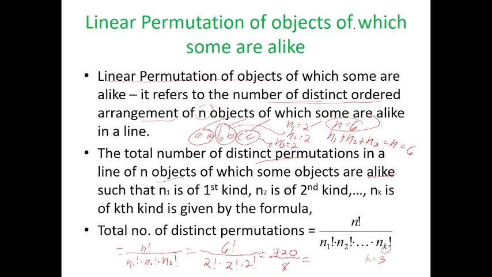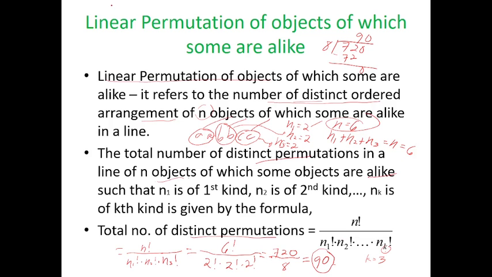720 over 8. So that will give us 90. So these are the number now of distinct permutations, the number of distinct arrangements of objects with regard to order. So we have 90.